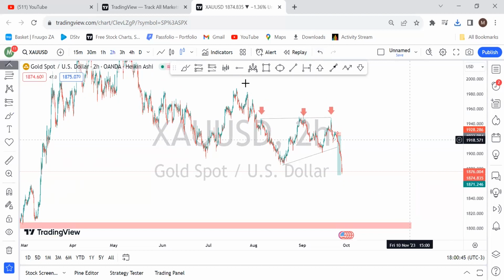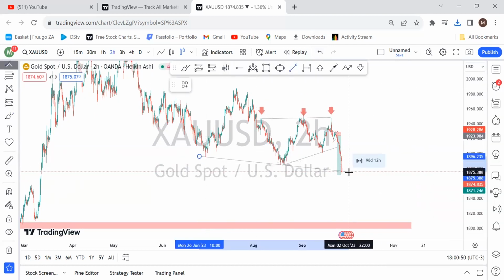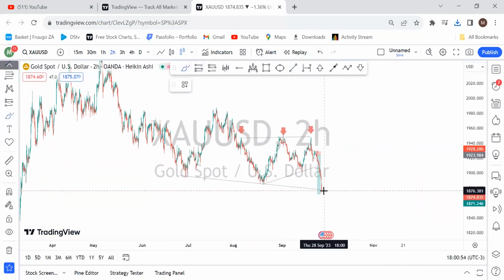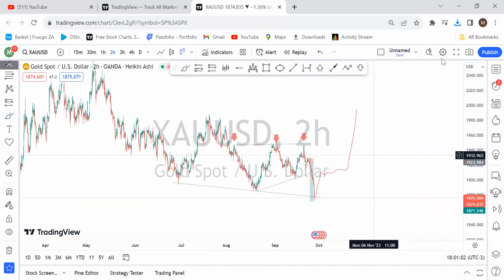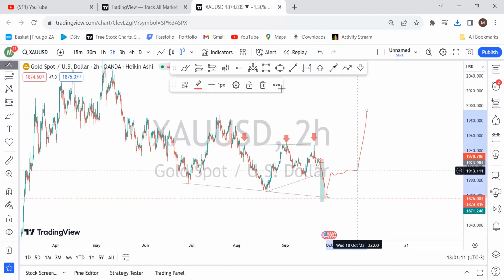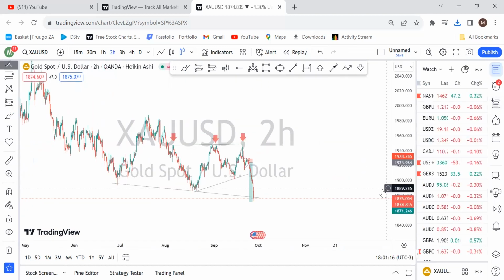Or the price can respect the trend line and then just buy from this point. And then when it buys, it's going to give you an impulse followed by a correction to the upside. So you just need to check what the price does, how it behaves. Yeah, that is it with gold.